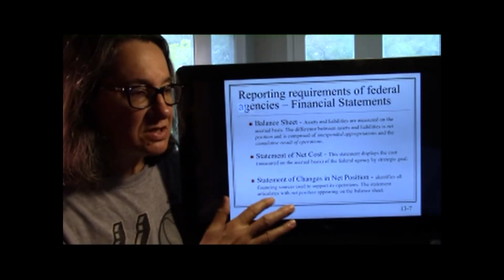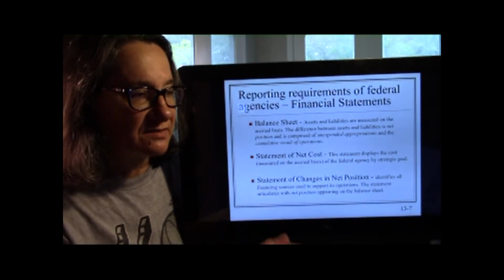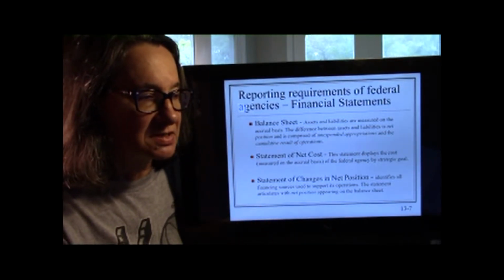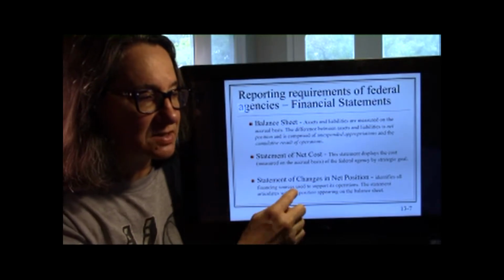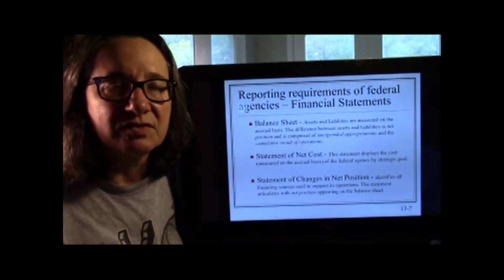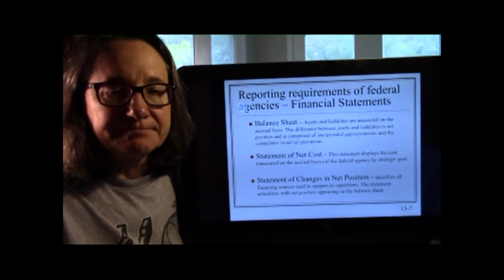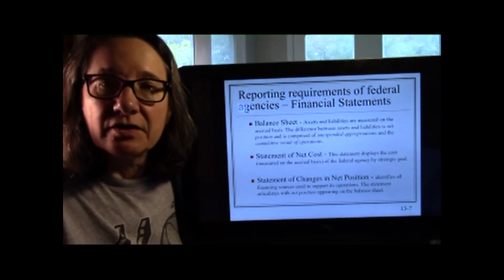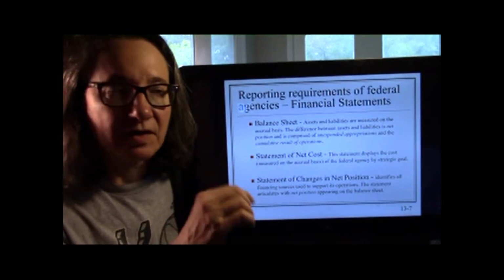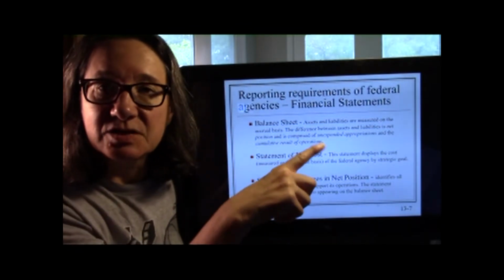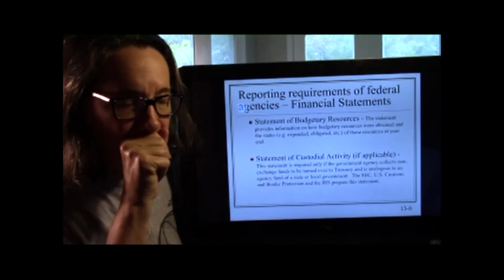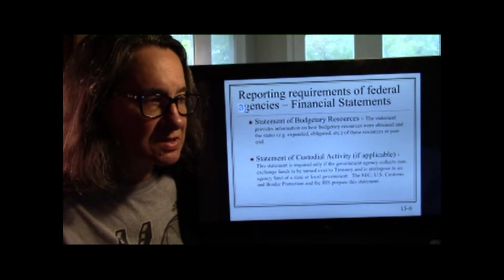The statement of changes in net position identifies the financing sources used to support operations, and the statement matches the net position that you're going to get on the balance sheet. So it's kind of the equivalent of a retained earnings statement. You calculate and you end up with your ending net position that you plug into the balance sheet. Statement of budgetary resources.